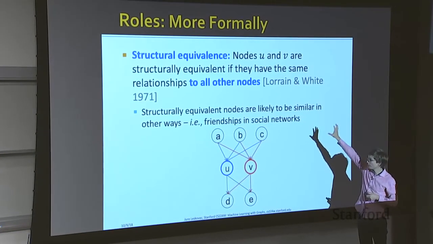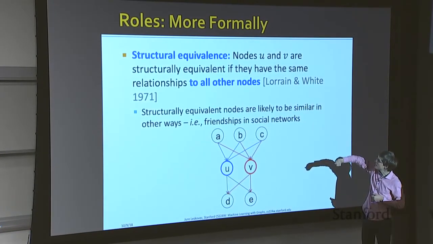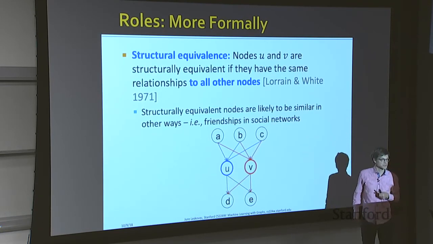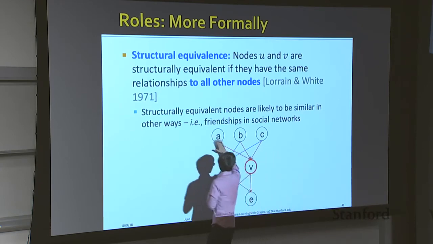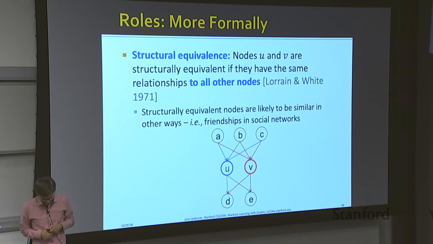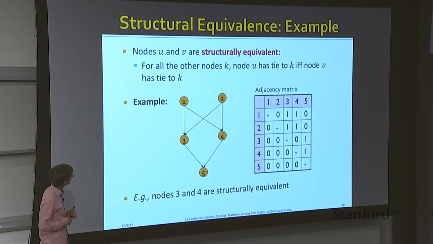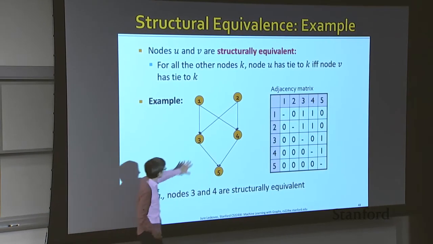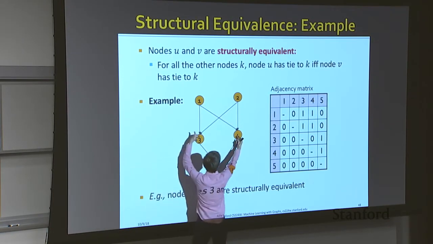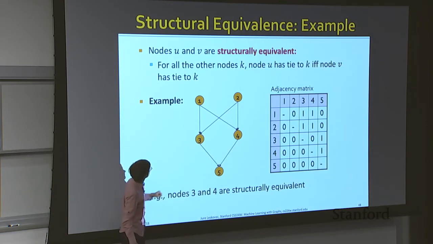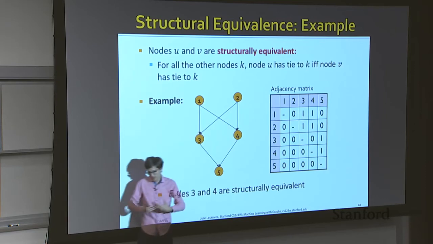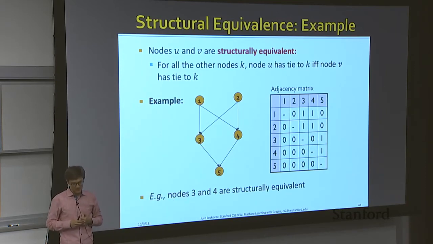Notice that the way the definition is up here, it's very restrictive because it says if they have the same relationships to all other nodes, right? Here that means to nodes A, B, C, D, and E, right? But nodes U and V are structurally equivalent. And here's another example where you can take the graph and ask what nodes here are structurally equivalent. Nodes 3 and 4 are structurally equivalent, and nodes 1 and 2 are structurally equivalent, because they link in the same way to the rest of the network.